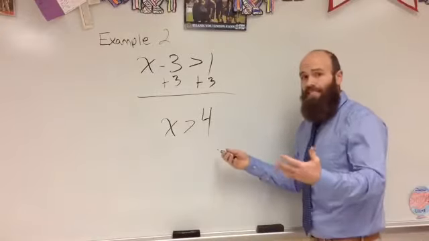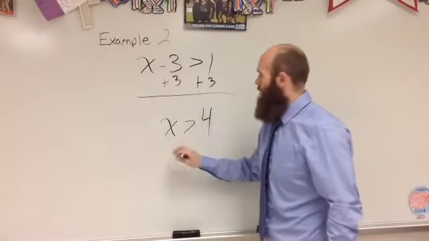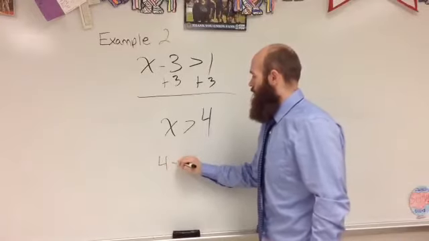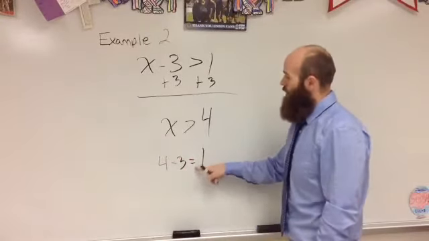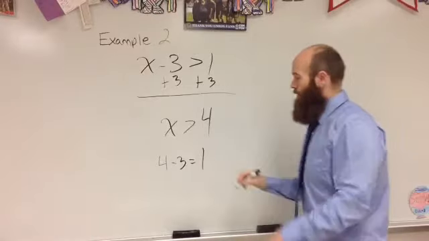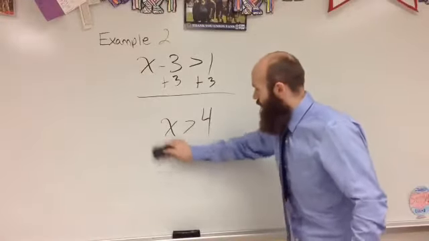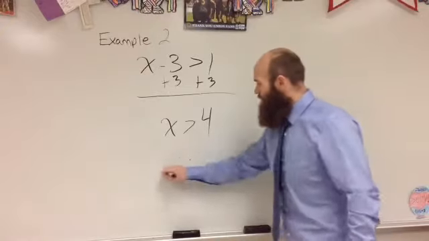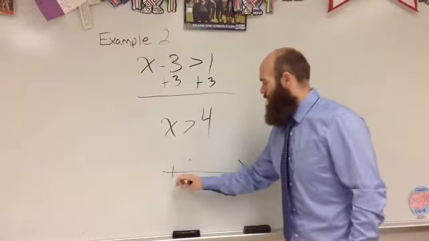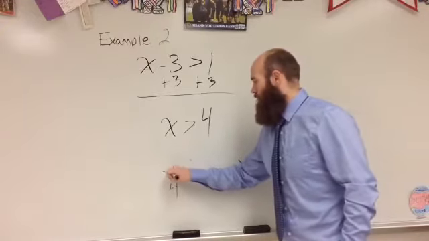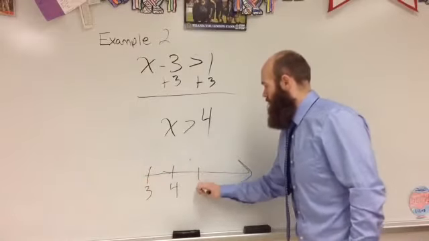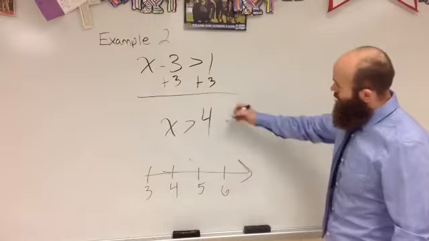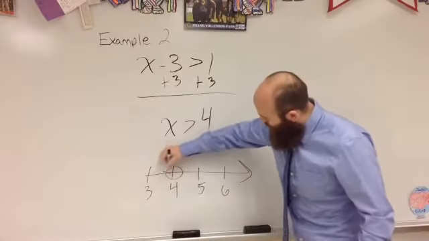Now, our answer, x isn't equal to 4, because if we plug in 4 minus 3, we get equal to 1. So 4 isn't a possibility. Now, this is important for our graph. The reason it's important for our graph is because when we graph this, if it's not equal to, we're going to keep an open circle.